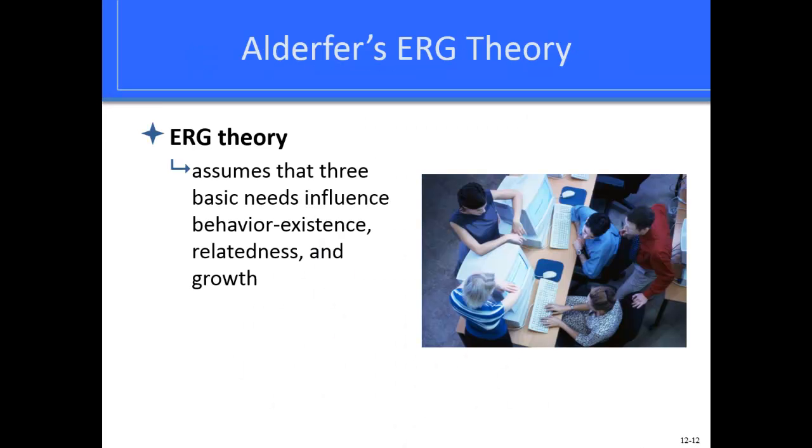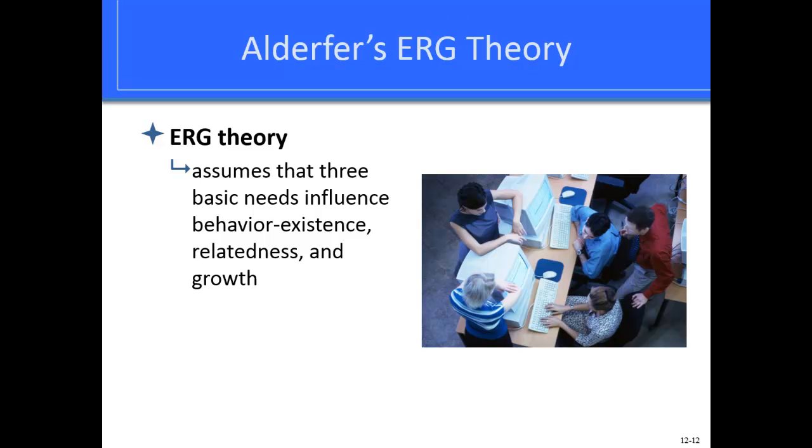Next in the chapter we talk about Alderfer's ERG theory, and this is over existence, relatedness, and growth. The ERG theory assumes that the 3 basic needs influence behavior: existence, relatedness, and growth. That's how we get the acronym ERG. Unlike Maslow's theory, ERG theory suggests that behavior is motivated by the 3 needs, not 5. It also suggests that more than one need may be activated at a time, rather than activated in a stair-step type hierarchy.